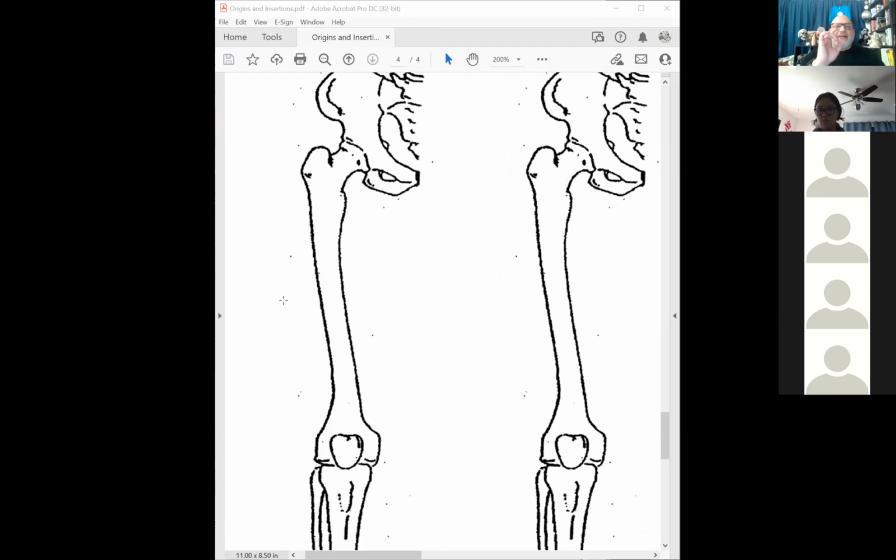So, what are the four muscles? Vastus intermedius, vastus lateralis, vastus medialis. Excellent. Our rectus femoris and the three vastus brothers. Vastus lateralis, vastus medialis, and vastus intermedius.